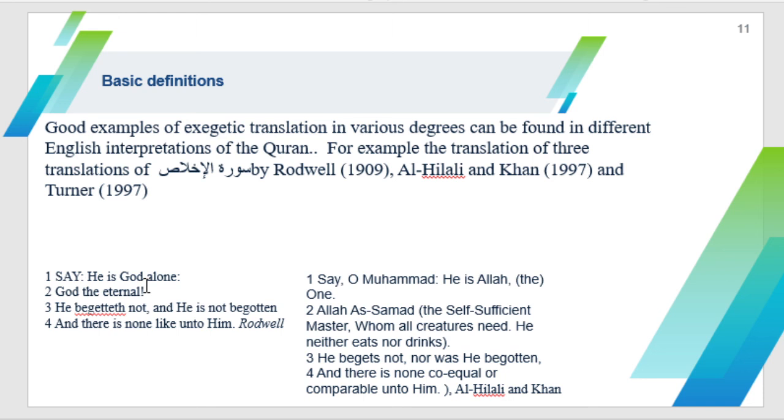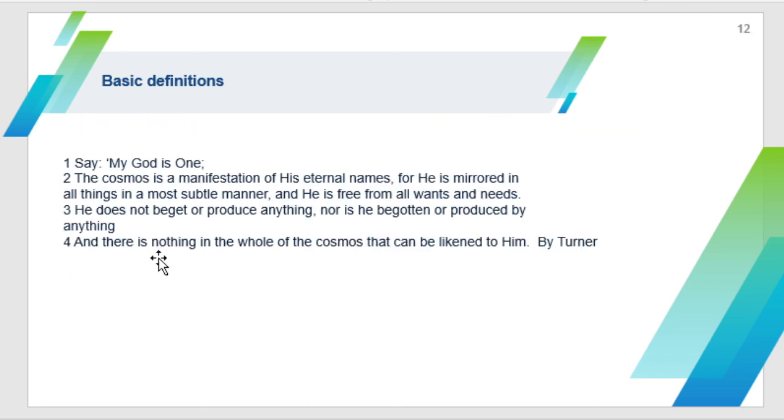And they translate كفوا as equal or comparable. So you can see here, it's equal or comparable unto him, which is arguably an exegetical expansion. If we look at Turner's translation, I think it's the most obviously exegetical version of the translation.